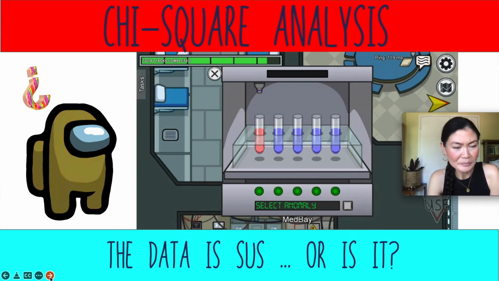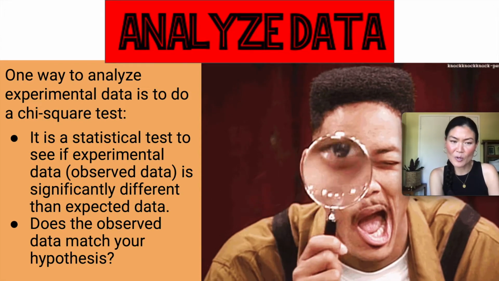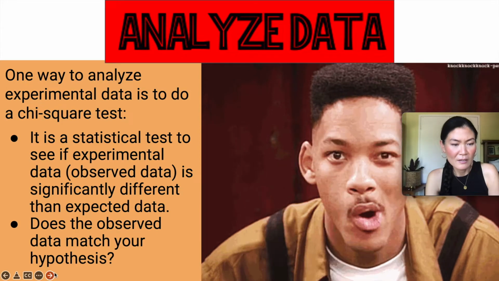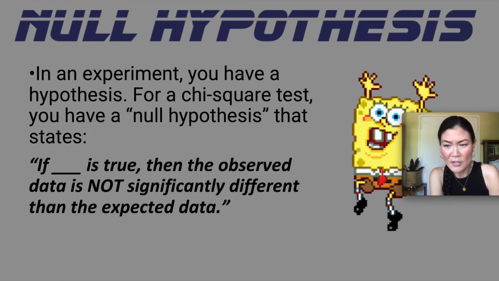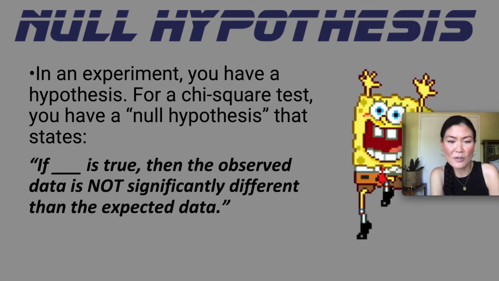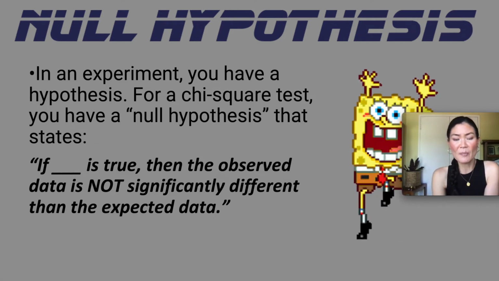One way to analyze experimental data is to do a chi-square test. It is a statistical test to see if our experimental data, what we observe, is significantly different than what we expect. Whenever we do a chi-square test, we have to have a null hypothesis. To make it easy for you, the null hypothesis is pretty much always the same: our observed data is not significantly different than the expected data. Because when we do experiments, we have an idea of what the outcome is going to be, so our null hypothesis states that what we observe is not going to be that much different than what we expect.